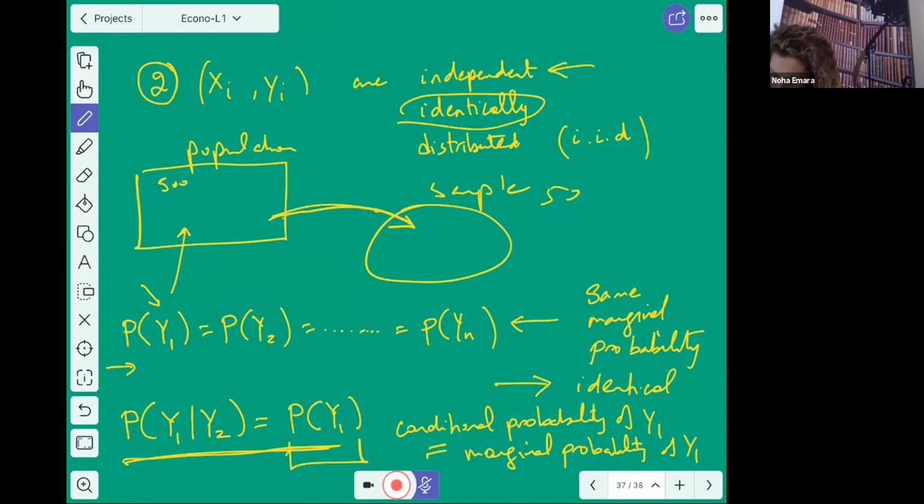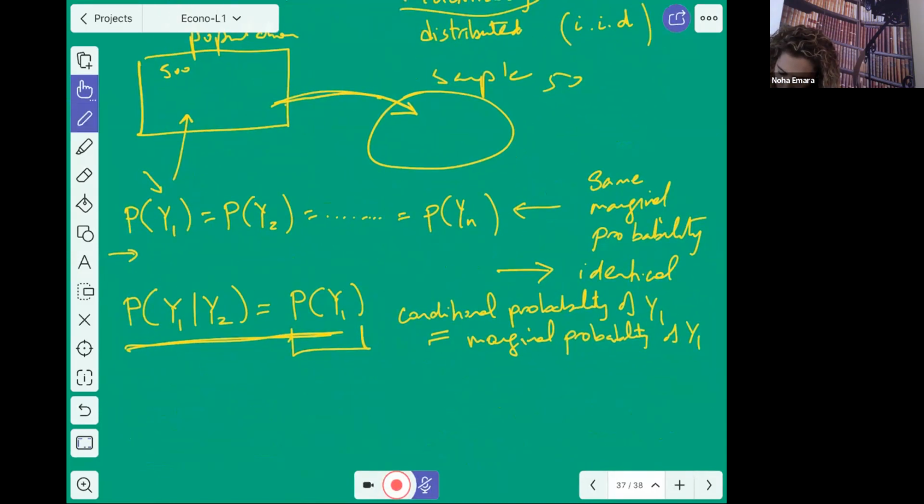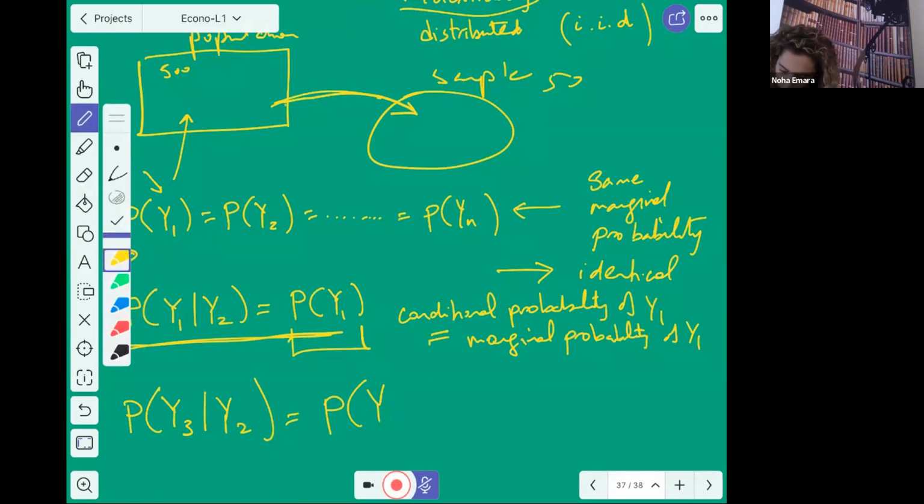You can repeat this with every other observation. So you can say the probability of picking person 3 given person 2 would give me everything about person 3. Or you can make it general, with i and j: the probability of i given j would give me i.